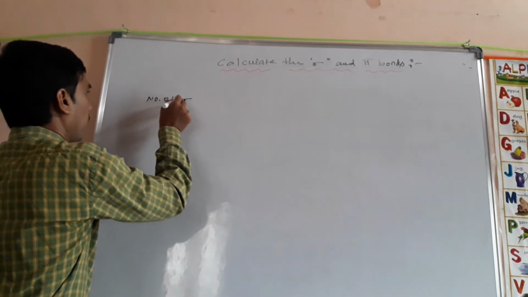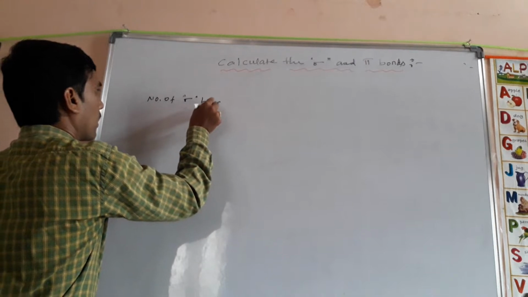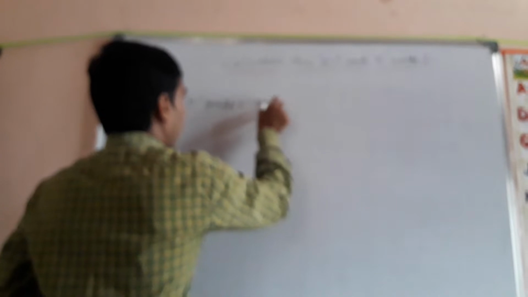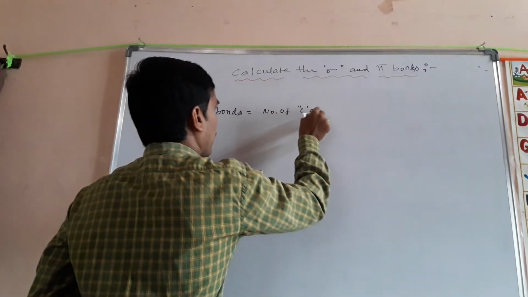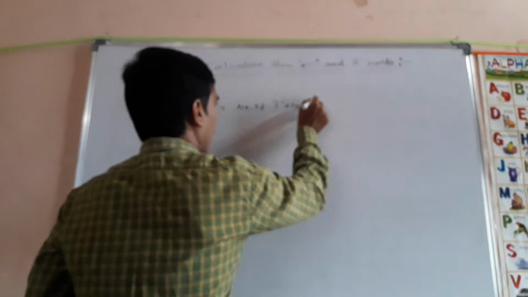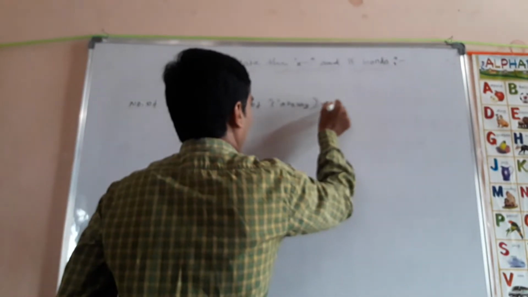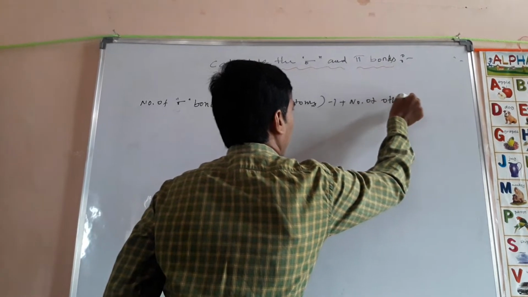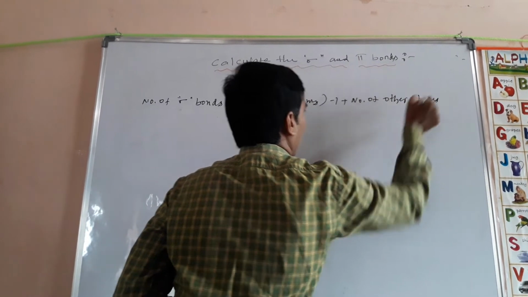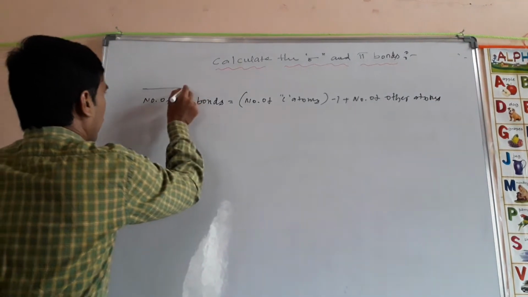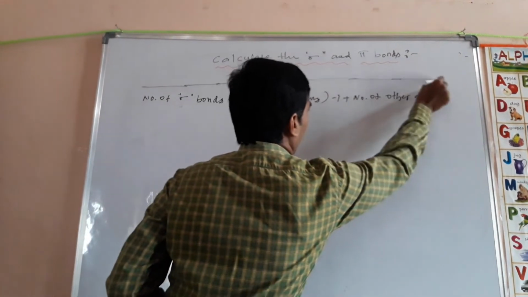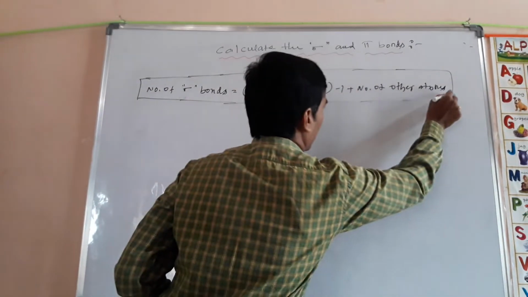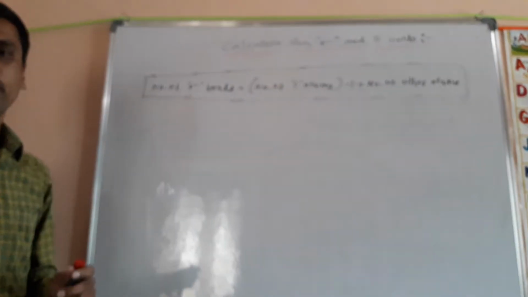Number of sigma bonds is equal to the number of carbon atoms minus 1 plus the number of other atoms. We are using this formula. How can we find out sigma bonds and pi bonds in a molecule? This is a simple way, from the examination point of view.